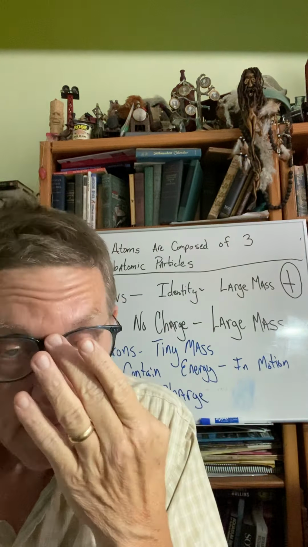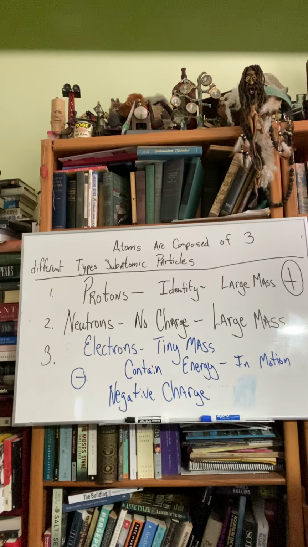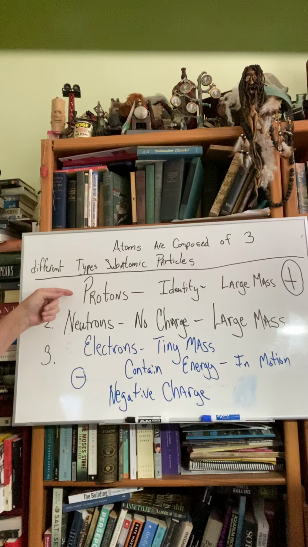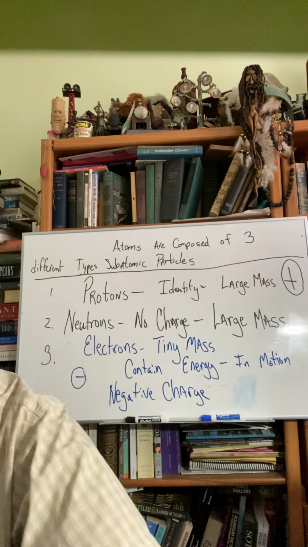So I'm going to slide out of the way here and let you see what's on the board behind me. All right, so on the board here, at the top, underscored, it says atoms are composed of 3 different types of subatomic particles. And we're going to talk about each of these. We're going to have your protons, your neutrons, and your electrons.